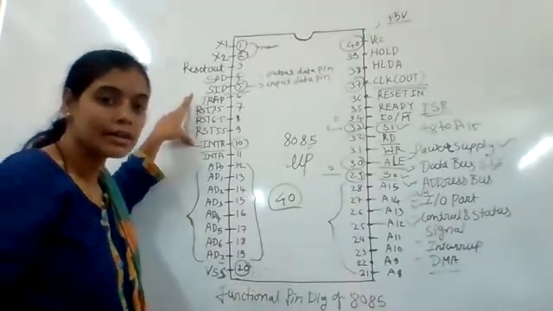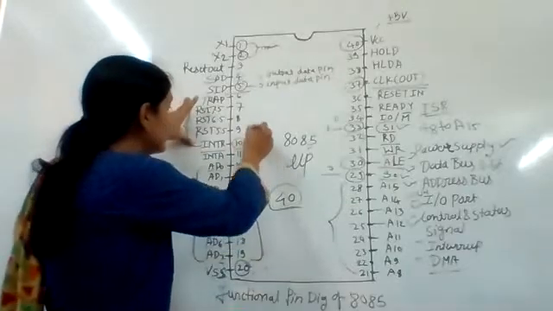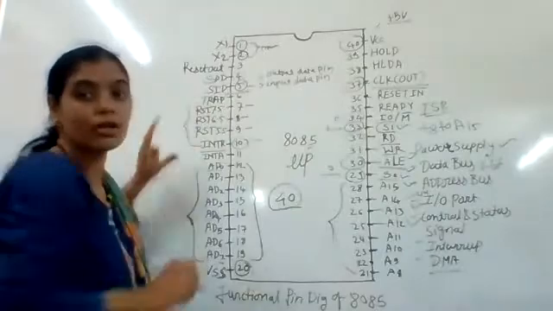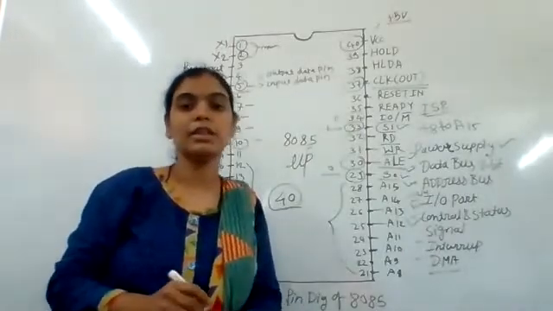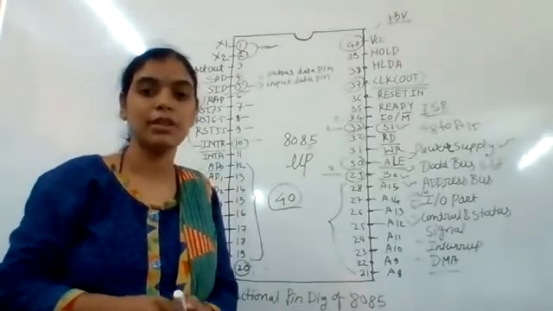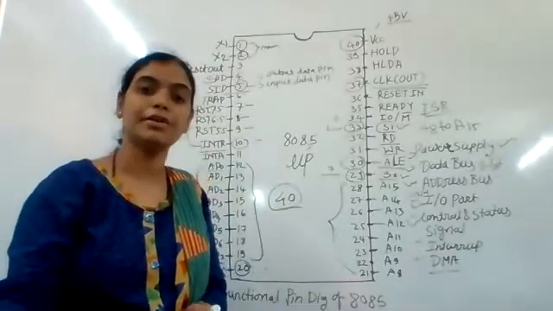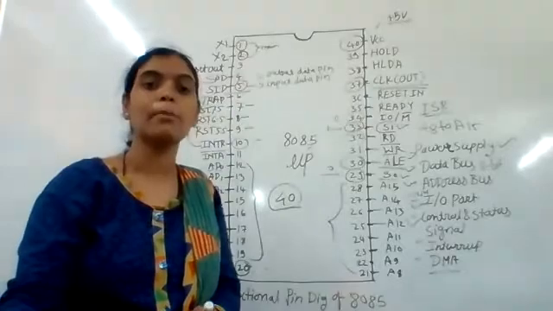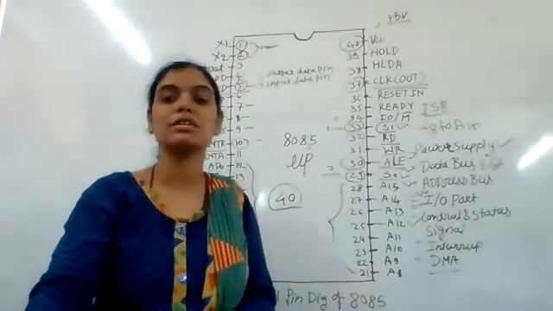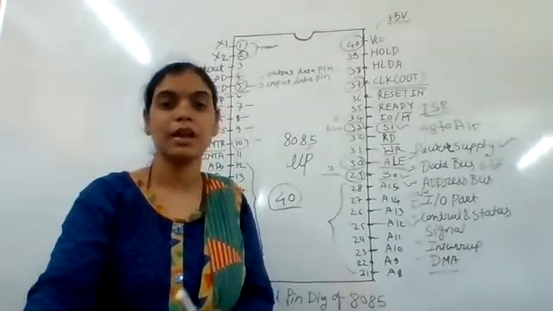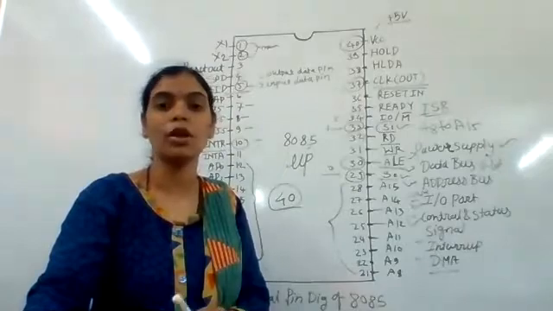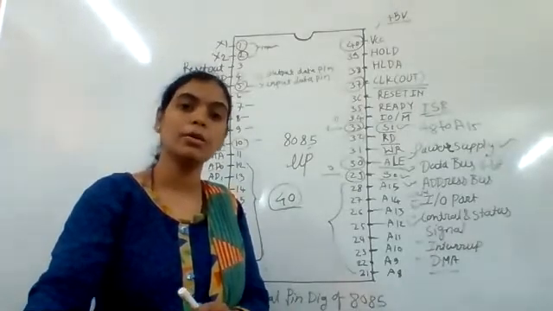These are INTR, RST 5.5, 6.5 and 7.5. These are the maskable interrupts, that is, manageable interrupts. Maskable means manageable interrupts. And TRAP is a non-maskable interrupt and holds the highest priority among all interrupts in the 8085 microprocessor.